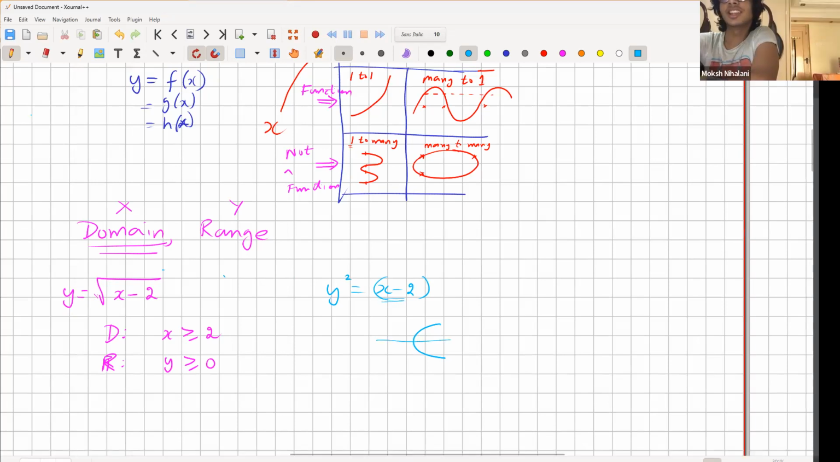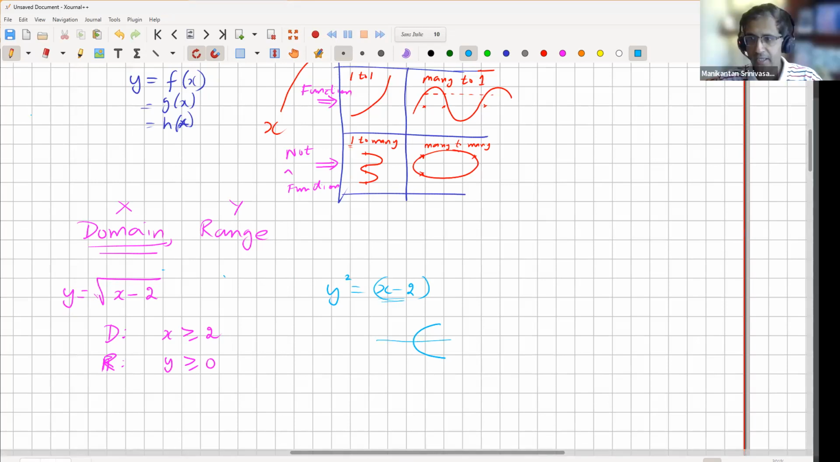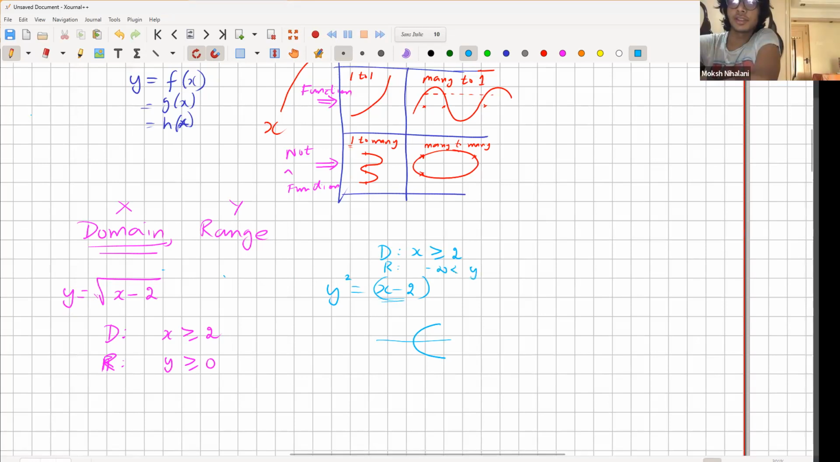So this is a relation. And for this relation also, we can say what the domain is. In this case, x should be greater than or equal to 2. And you can say the range for this is y can be negative infinity to positive infinity, so all real numbers.